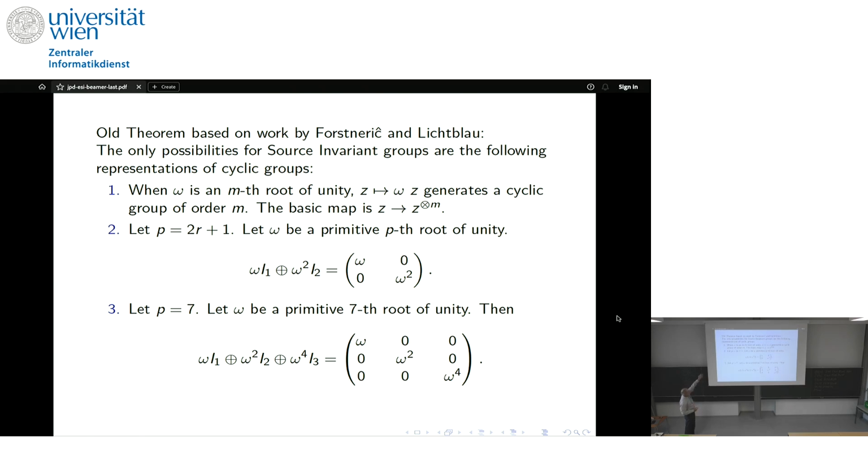The mapping Z tensored with itself m times is invariant under replacing Z, which is a vector, by omega Z, where omega is an m-th root of unity. That one's a standard thing. It will come up a lot in this talk. The second one is really a fascinating thing.